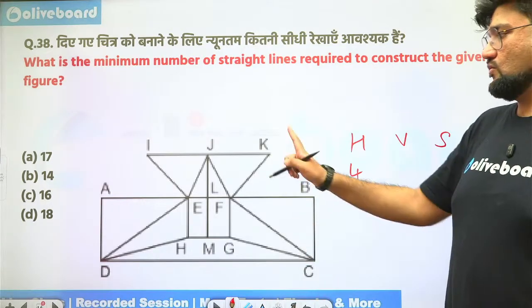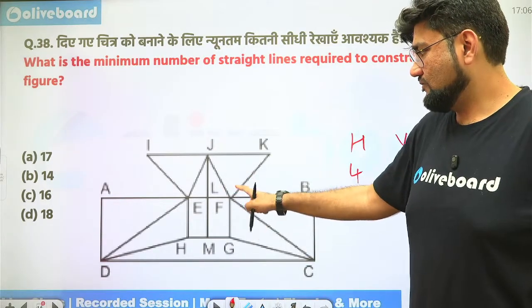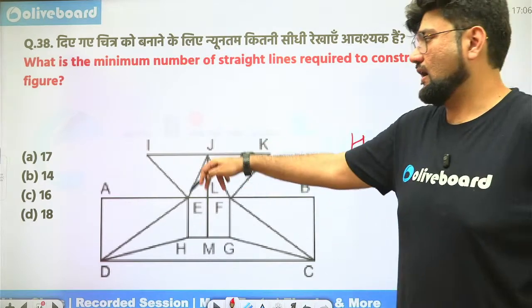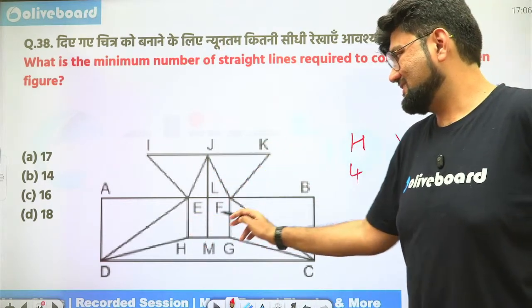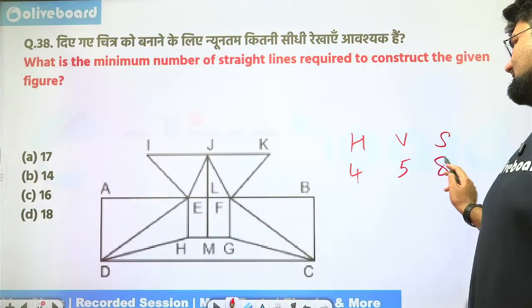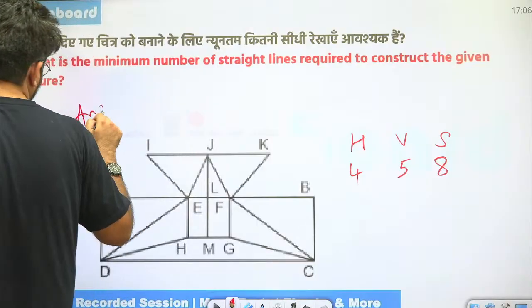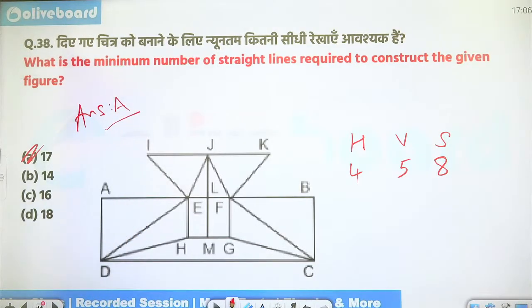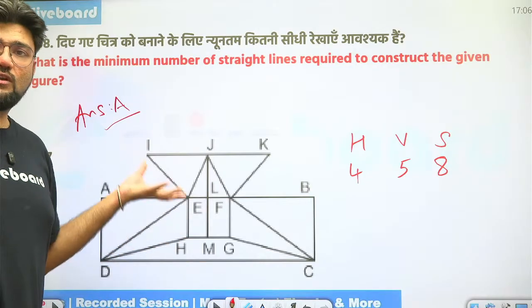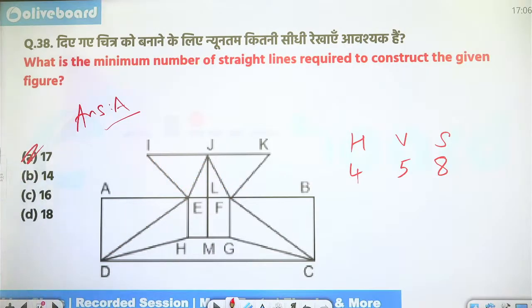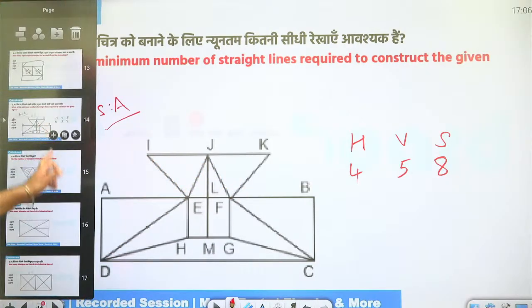Count the vertical lines. 1, 2, 3, 4, 5 vertical lines. And how many slant lines? So 1, 2, 3, 4, 5, 6, 7, 8. 8 slant lines. And 9 plus 8 is 17. Option A is the correct answer. So without actually highlighting anything, I highlight it just so that you can visualize easily. But you actually don't have to highlight anything in the figures. Why? Because you will not be able to write on it in the exam. Got it? And the last circle based question, and then you can go.